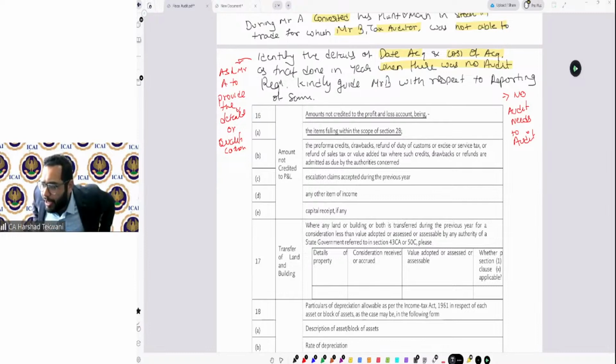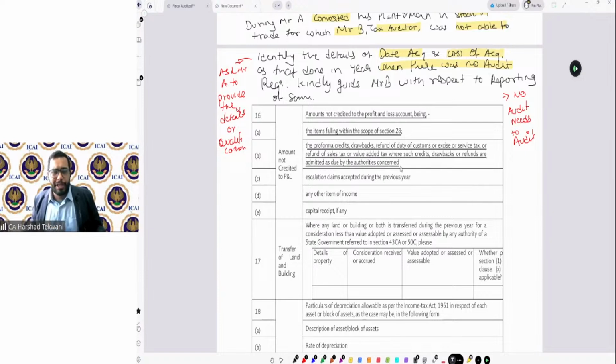Yes, correct, Janvi. Charging section of PGBP, section 28. So any amount falling under the category of the charging section of PGBP, but not credited to profit and loss account, will be reported here. Proforma credits, duty drawback, refunds, duty from customer, excise, service tax, sales tax, or such duties credited will be reported here. Escalation claims accepted during the year will be reported here, provided they are not credited to profit and loss account. Any other item of income, capital receipt, if any. If these are the cases, then yes, it will be reported in clause 16 of Form 3CD.